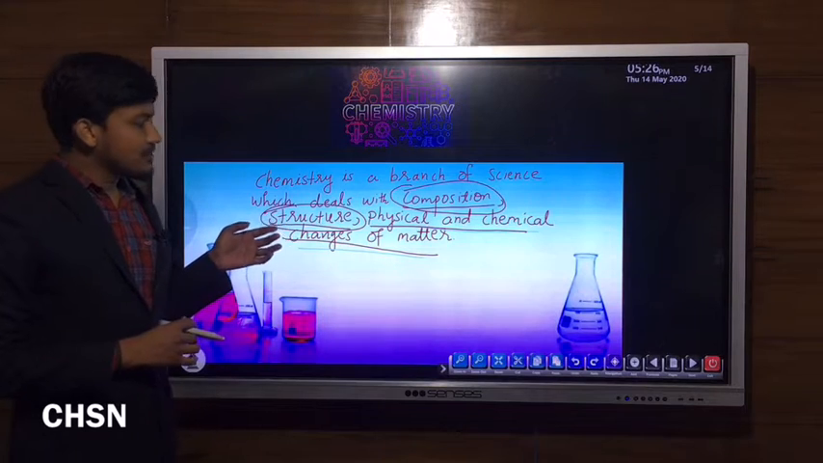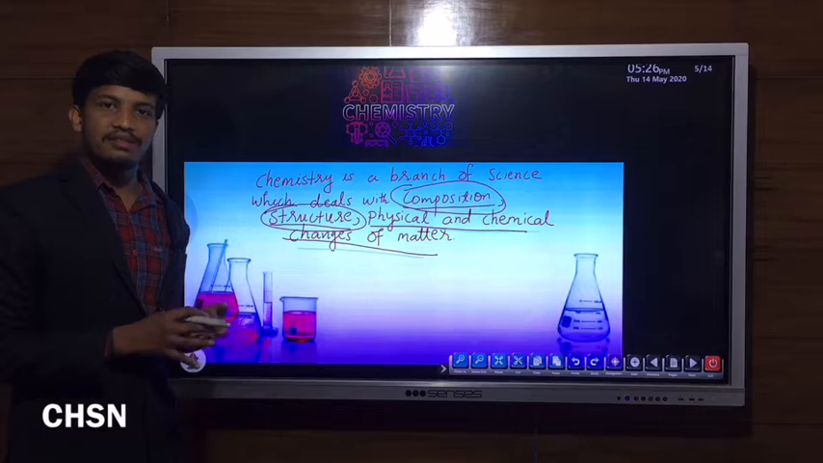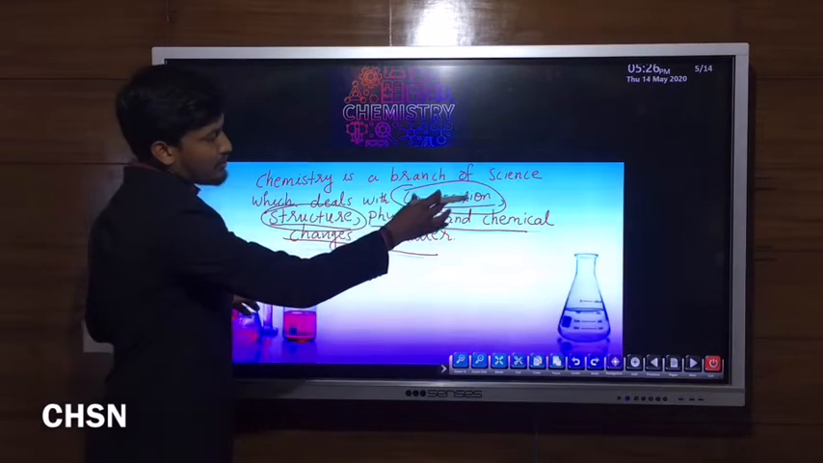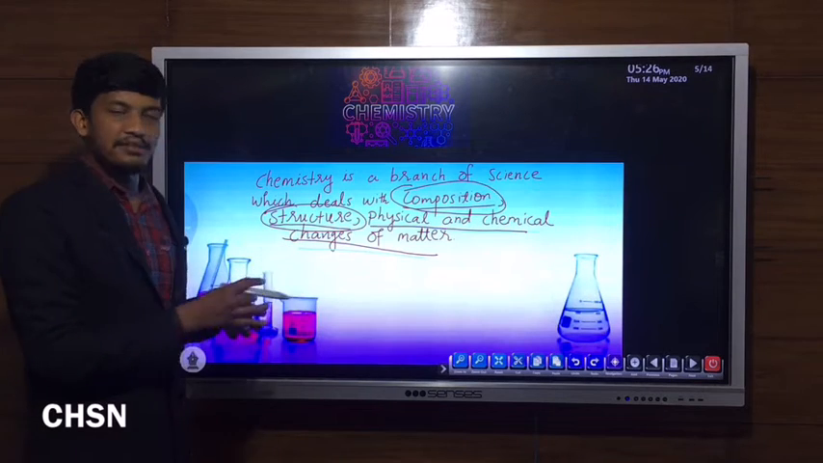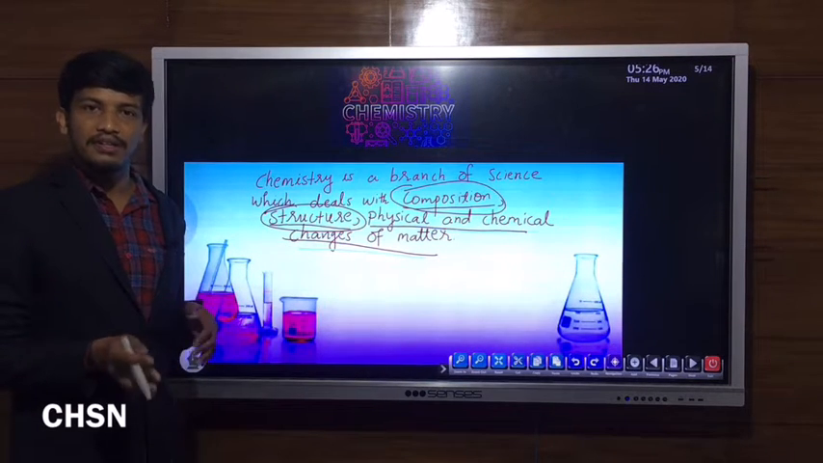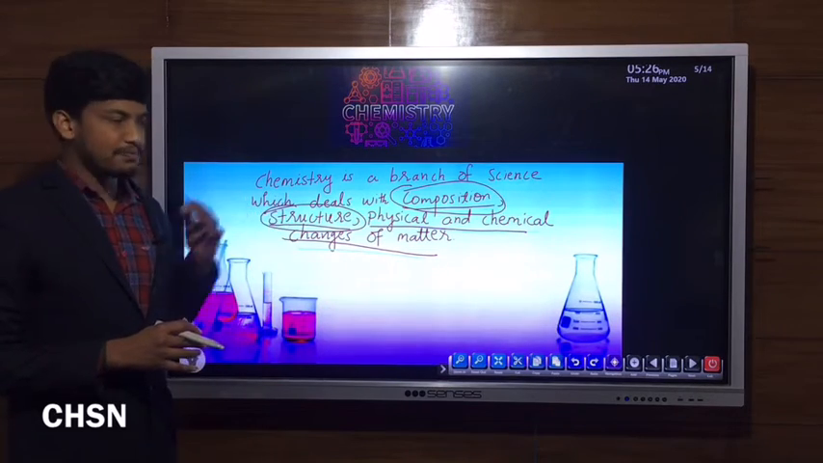So in this case, how is the arrangement of different components that form matter? The composition of matter means the different components of matter. Structure of matter means how the different components are arranged in different forms of matter. So that is called structure of matter.